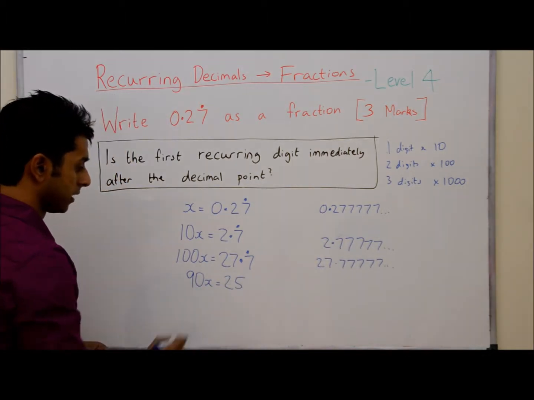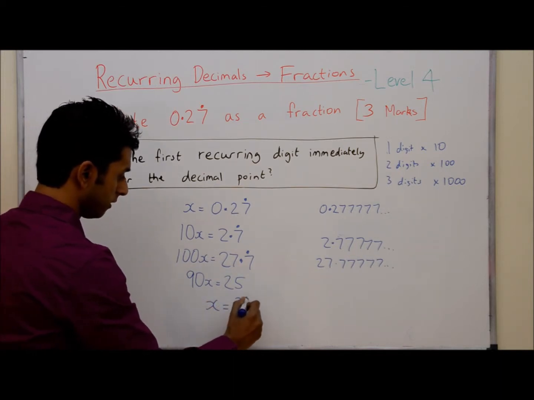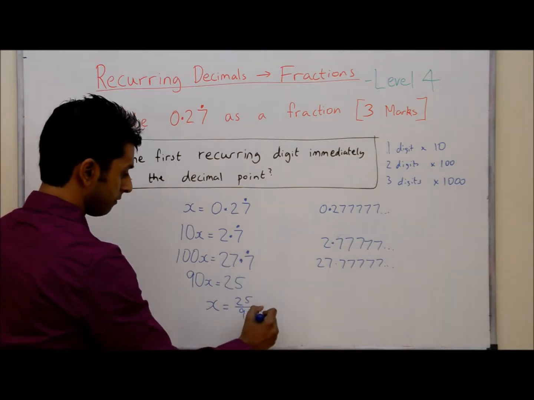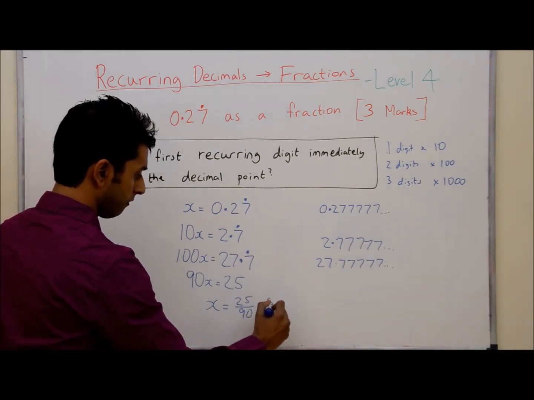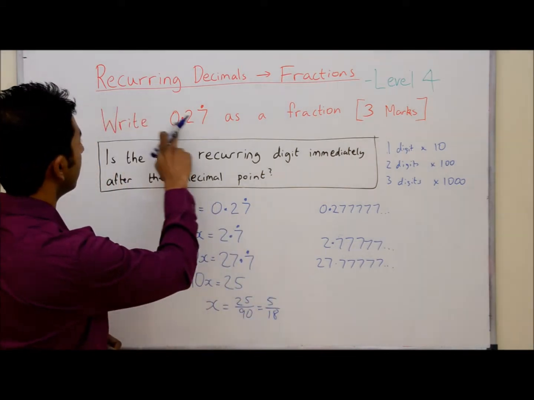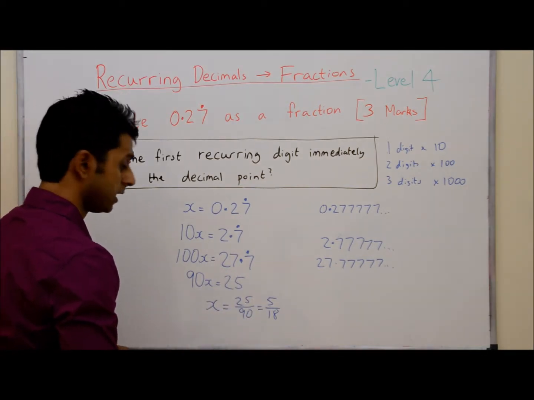So 90x equals 25, so we can rearrange this to make x equal 25 divided by 90. Both of these go into 5, so if we divide top and bottom by 5, we get 5 over 18. So 0.27 recurring can be written as 5 over 18.